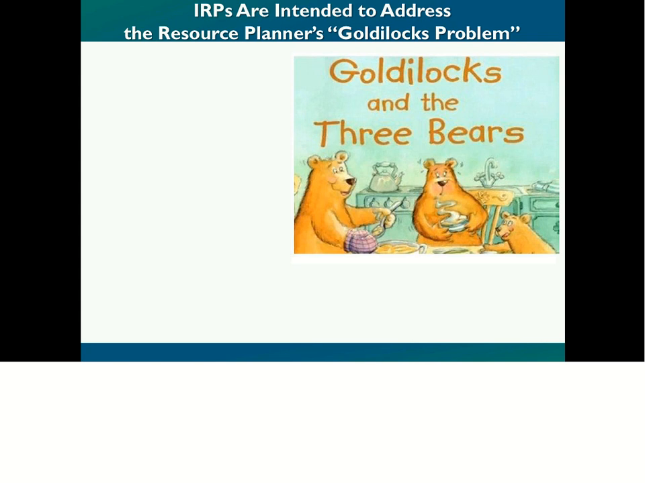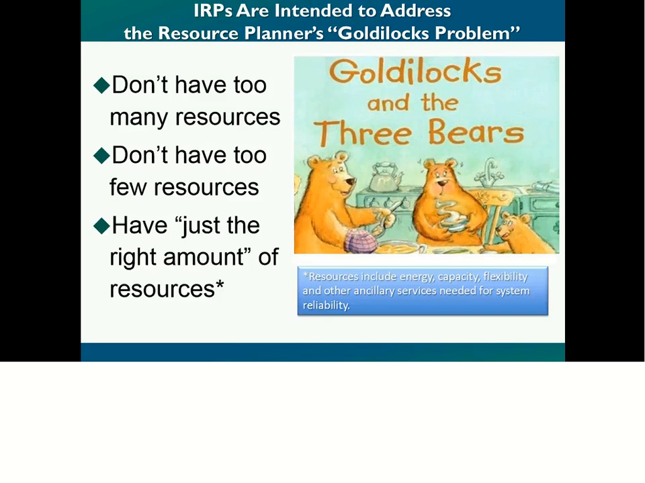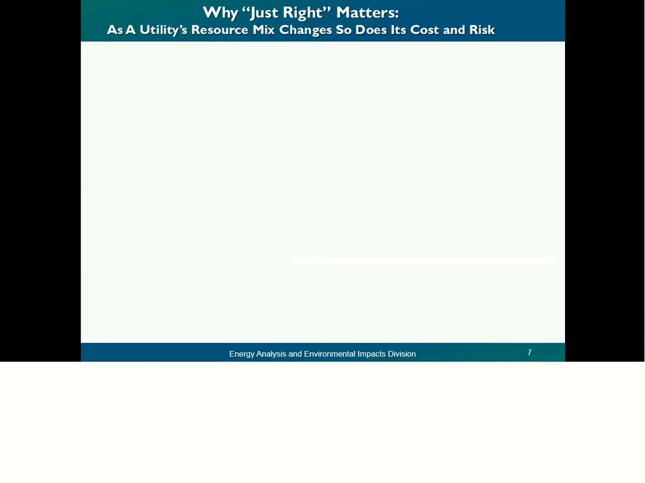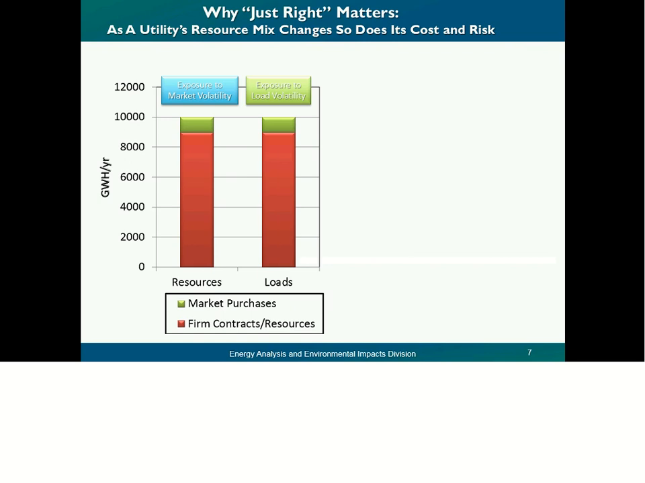It's a Goldilocks problem. Fundamentally, you don't want to have too many resources or too few. You just want it just right. And there's a very good reason that it's a Goldilocks problem. It's this. You have a balance of loads and resources. Resources on the left, and at the very top, at the margin, you're balancing those resources with market purchases, supply and demand in and out.